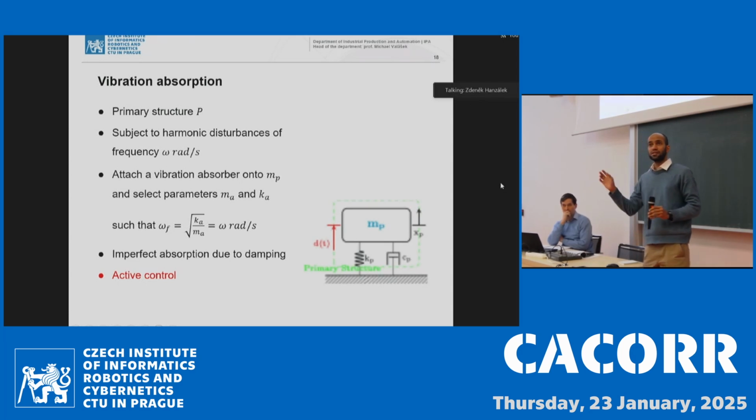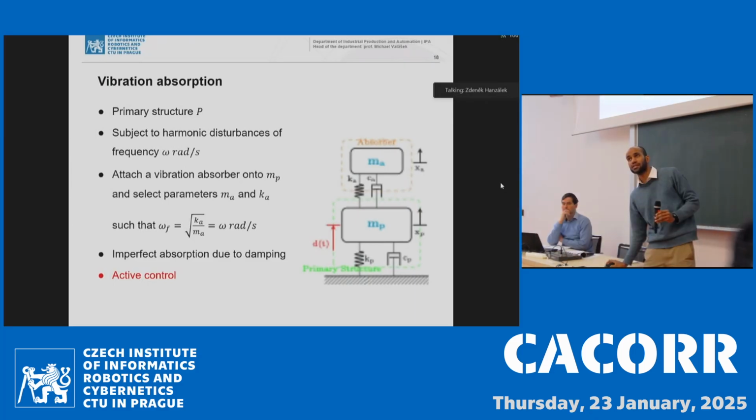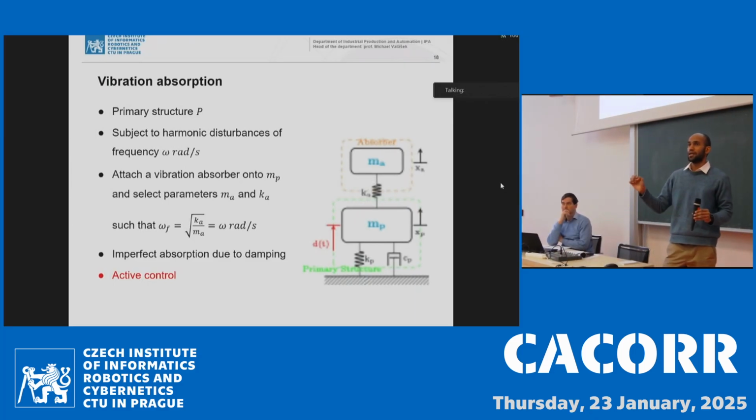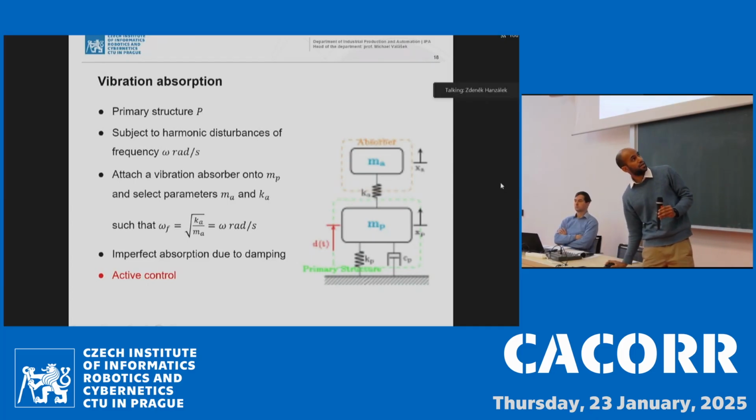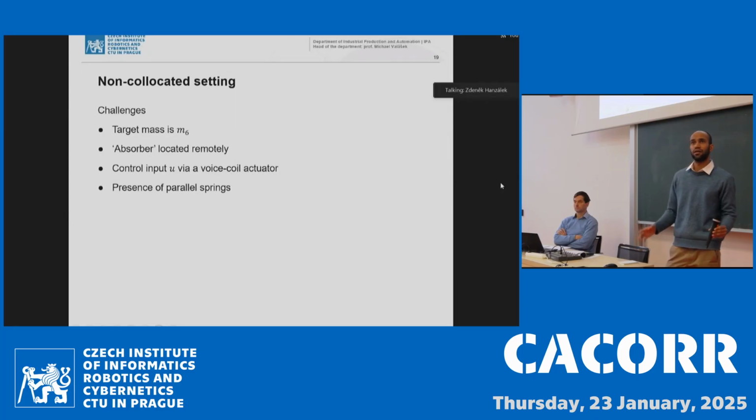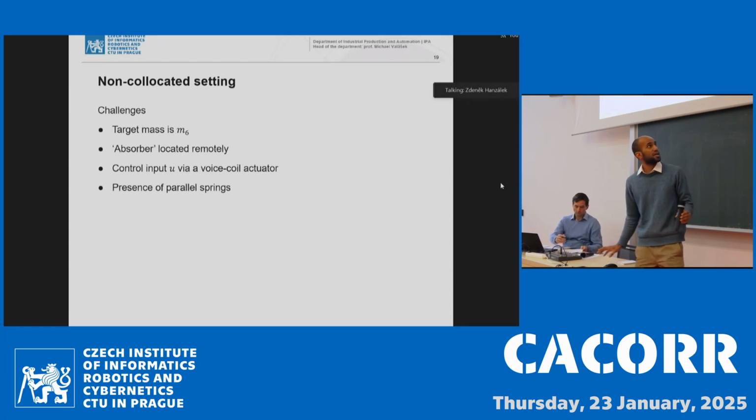In any case, we have a primary structure, represented by MP, and we place an absorber directly onto it, and we tune the parameters of the absorber to match the forcing frequency. Of course, with a real absorber we do not have perfect absorption. One way to mitigate this is by using an active absorber, and one such method in the field of delays is the delayed resonator.